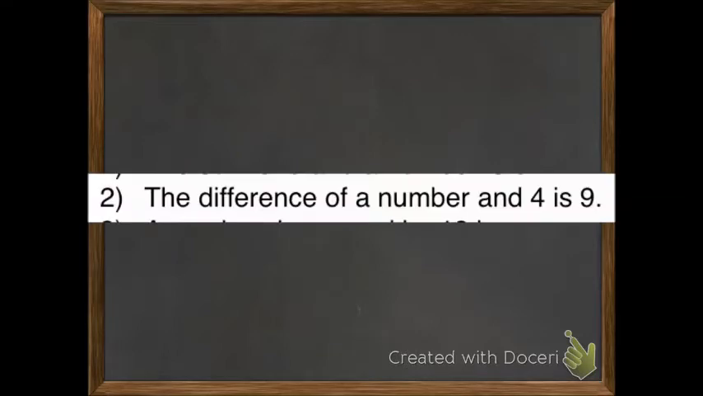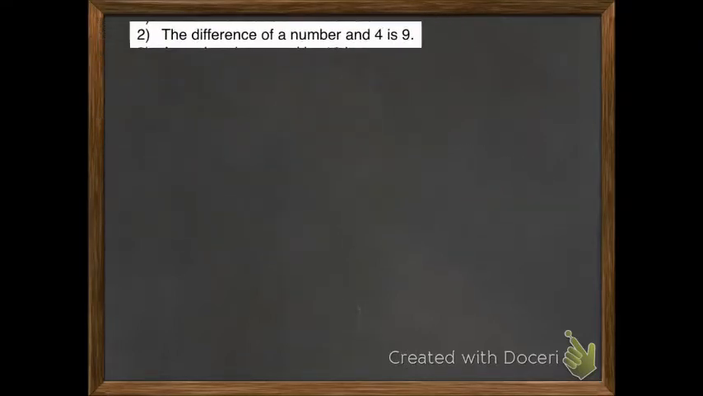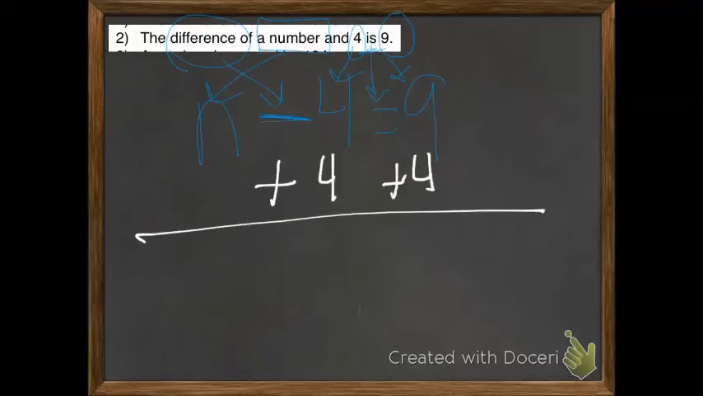Problem 2. The difference of a number and 4 is 9. Keywords are difference, number, 4, is, 9. Nearly every word gets translated directly into the number sentence. So difference is our subtraction, a number is our variable, 4, equal sign is, and 9. I put the number and the variable in exactly the same order as they were in the sentence.